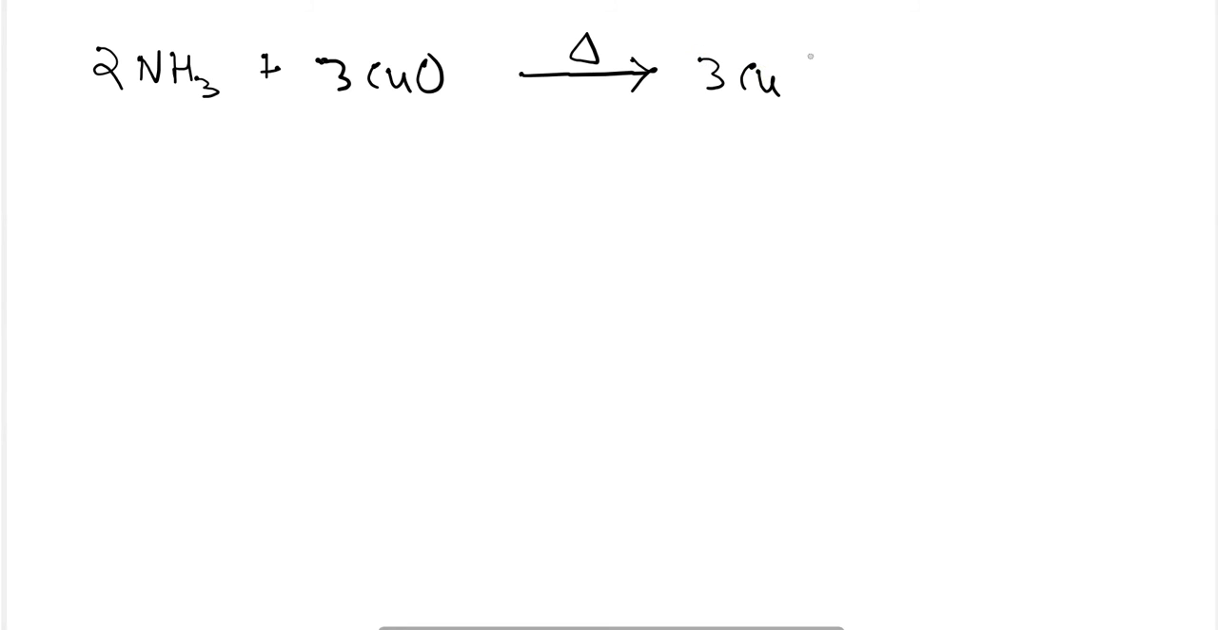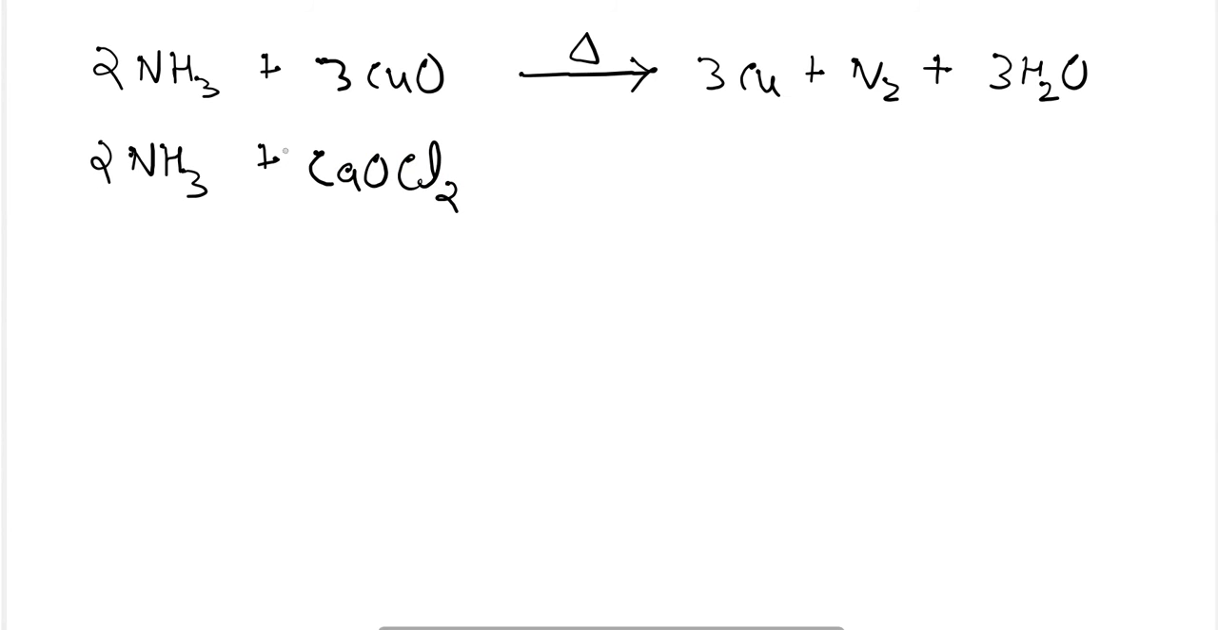By the action of ammonia with cupric oxide or bleaching powder, we can also produce dinitrogen. By the action of ammonia with cupric oxide and then heating it, we form N2. Also, when ammonia is reacted with bleaching powder, that is CaOCl2, and heated, we form CaCl2 plus N2 plus 3H2.